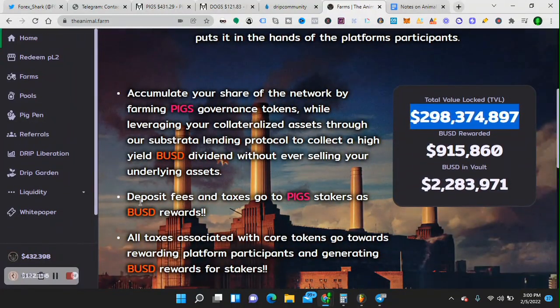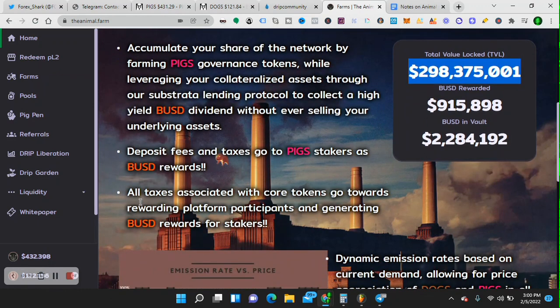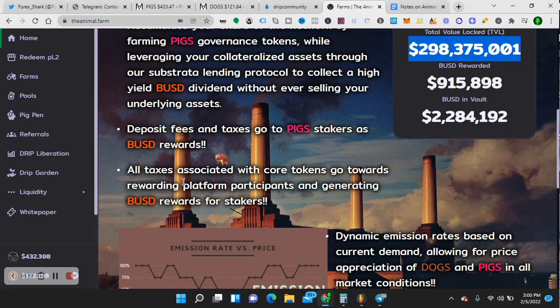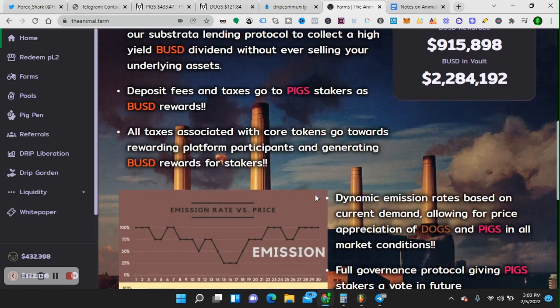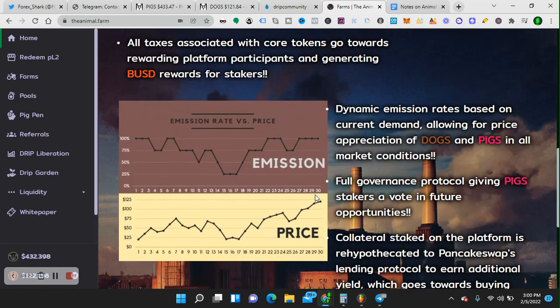Accumulate your share of the network by farming Pig governance tokens while leveraging your collateralized assets through our Substrata lending protocol to collect a high yield BUSD dividend without ever selling your underlying assets. And I will explain all this. Deposit fees and taxes go to Pig stakers as BUSD rewards. All taxes associated with core tokens go toward rewarding platform participants and generating BUSD rewards for stakers.